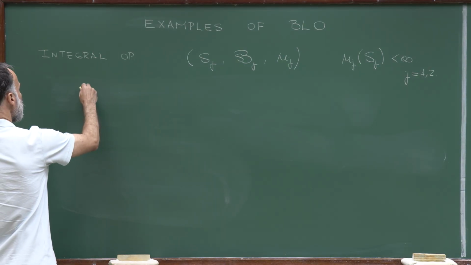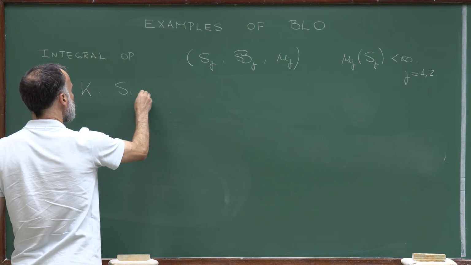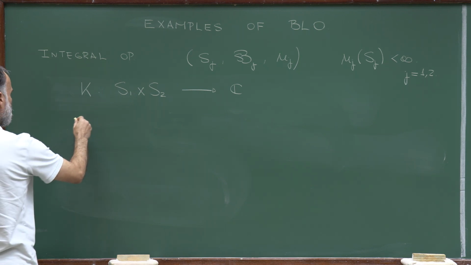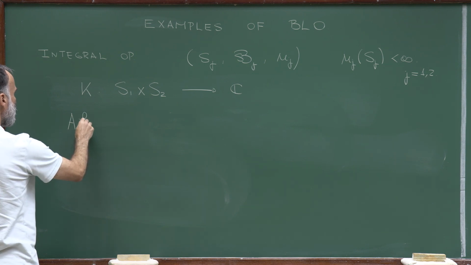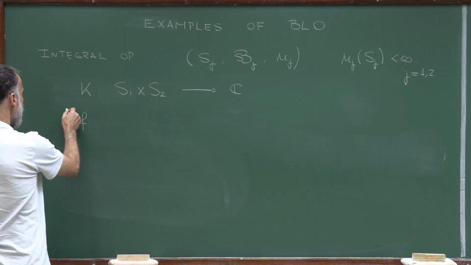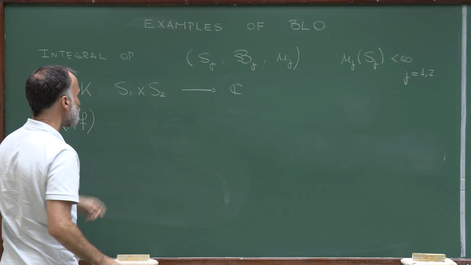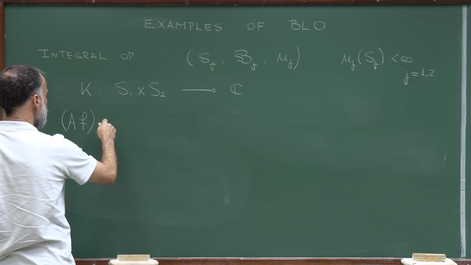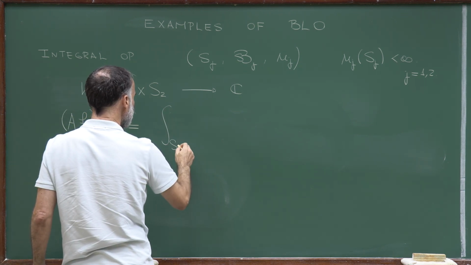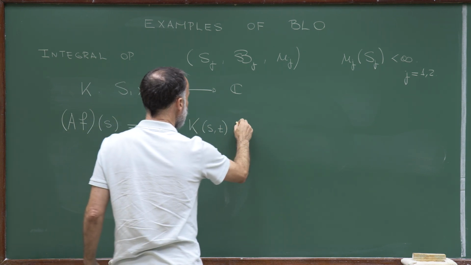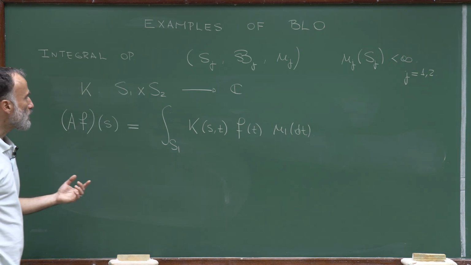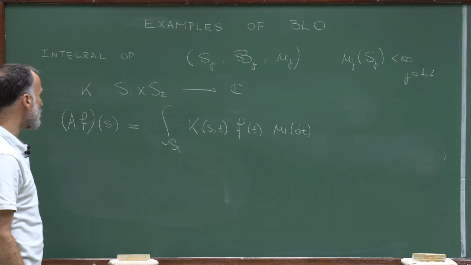So let's assume that we have a function k from S1 times S2 to the complex field. And what we will define is the following integral operator, A of f. We consider a function f, which is defined on S1, which is measurable with respect to B1. And we will define a function Af, which takes values in the complex plane and which is defined on S2. So for s in S2, Af of s will be given by the integral over S1 of k(s,t) f(t) mu1 dt. Of course, we need some conditions on k for this integral to be well defined for functions f.